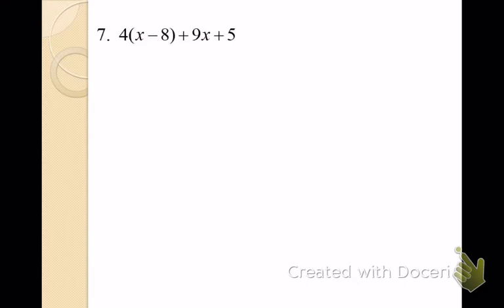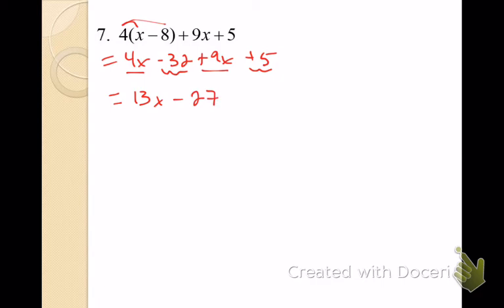Okay, now we're going to combine a few things. Here first, I've got this 4 outside the parentheses, and we want to distribute first. 4 times x is 4x. 4 times negative 8 is negative 32. And then we've got to combine like terms. Here's a like term, here's a like term to get 13x. Here's a like term, here's a like term. Negative 32 plus 5 is negative 27. No more like terms, and so we're done.